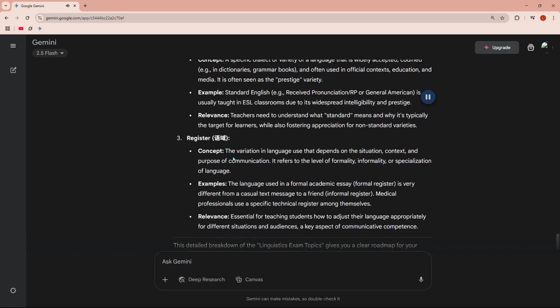3. Register. Concept. The variation in language use that depends on the situation, context, and purpose of communication. It refers to the level of formality, informality, or specialization of language.